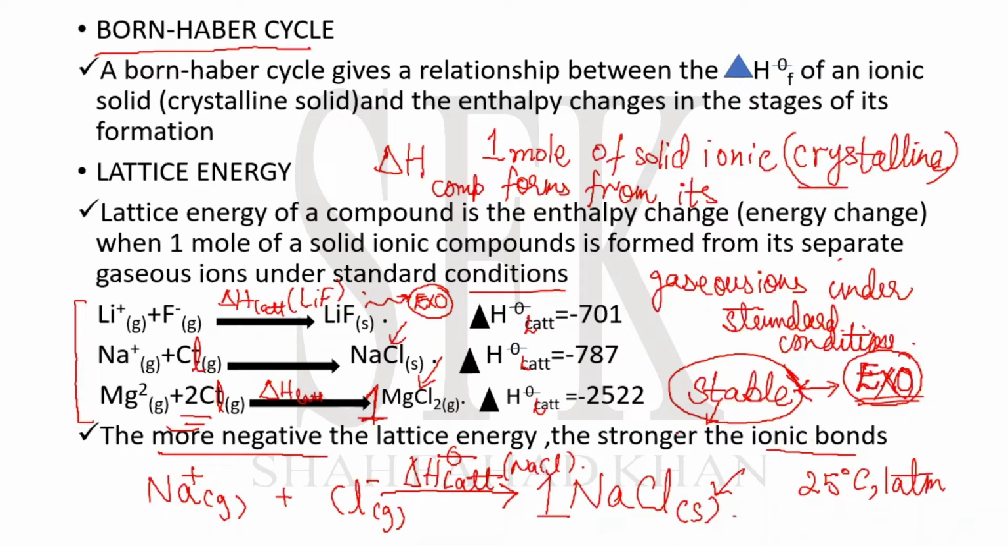This is actually a concept that has been tested frequently in past papers. So you guys should know. This is important. If you didn't get it, you can ask again, okay? But this is an important concept. The more negative the lattice energy, the more stable the product. So in these three equations over here, lithium fluoride, sodium chloride, and magnesium chloride, which of the three is most stable? Anyone? Which one of the three compounds is the most stable compound?